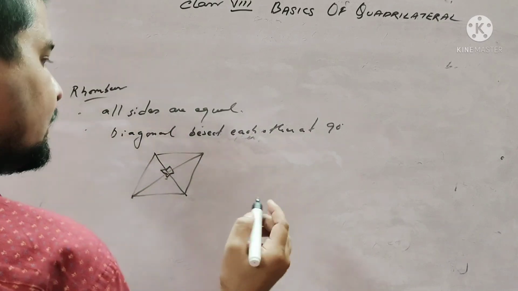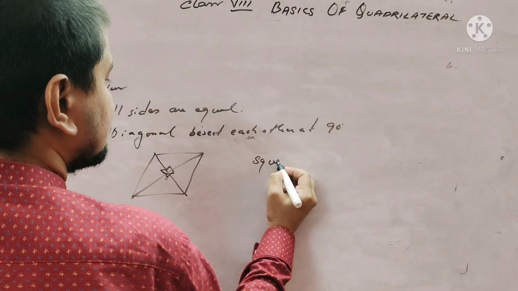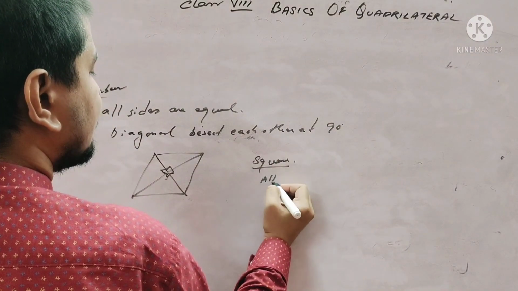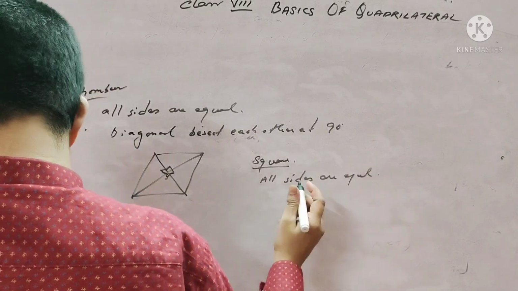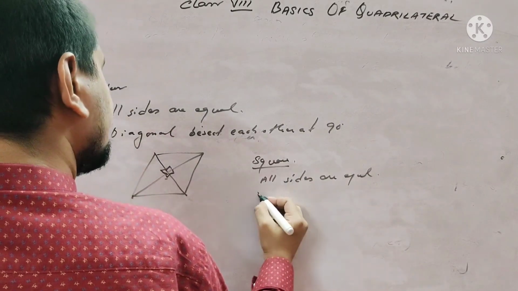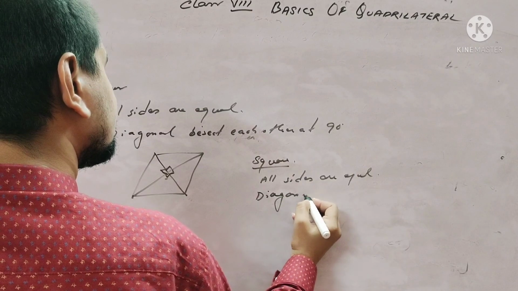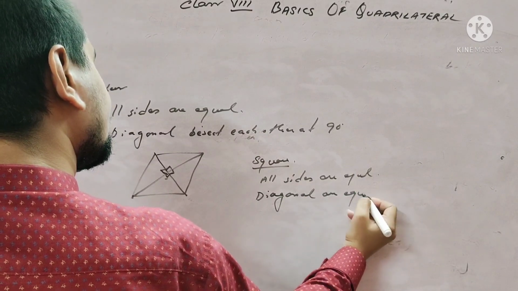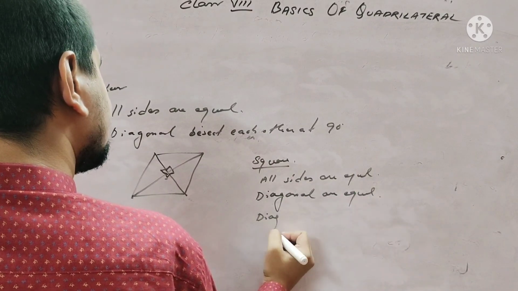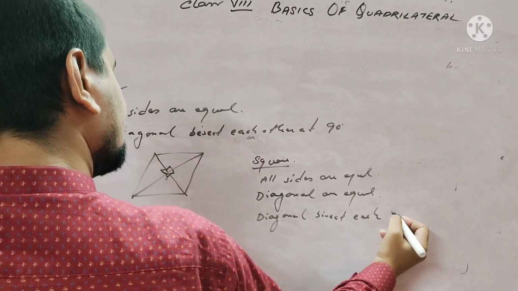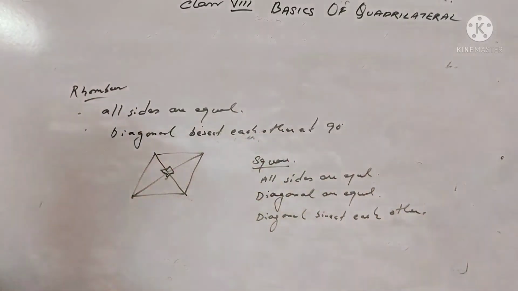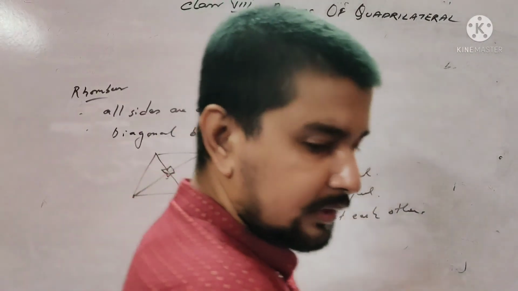Clear. Square features: all sides are equal, diagonals are equal, diagonals bisect each other. Okay, learn these features, they are very important for the next exercise.